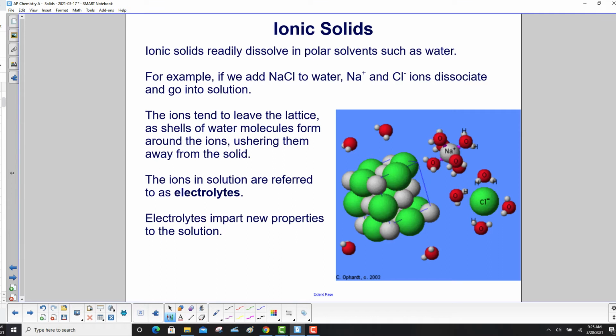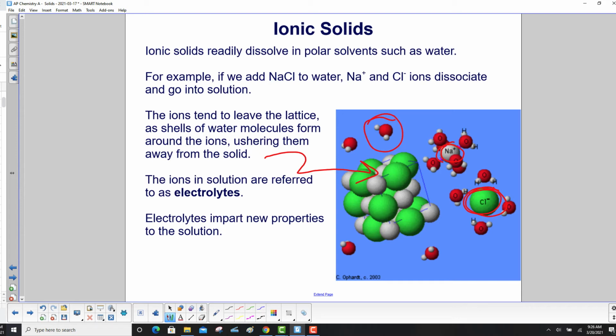For example, if we add sodium chloride, that's salt right over here, to water, the sodium and chloride ions dissociate and go into solution. Here's a negative chlorine, here's a positive sodium. The ions tend to leave the lattice as shells of water molecules form around the ions, ushering them away from the solid. The ions in solution are referred to as electrolytes.